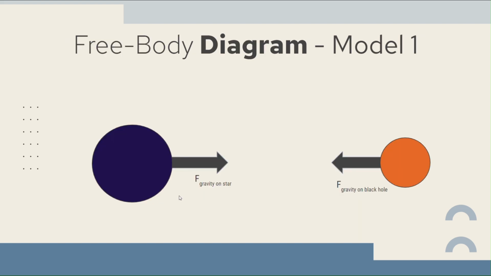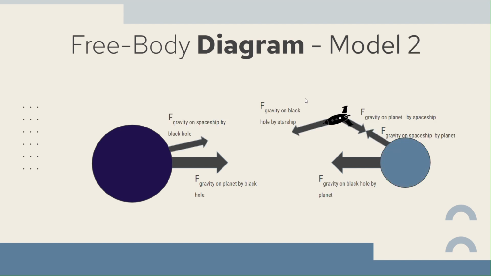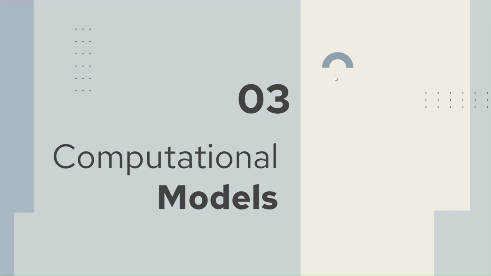For Model 1, we see that the force of gravity on the star and the force of gravity on the black hole are going to be equal in magnitude but opposite in direction. For Model 2, it's similar. However, we have to take into account the gravity from the planet, the black hole, and the spaceship.